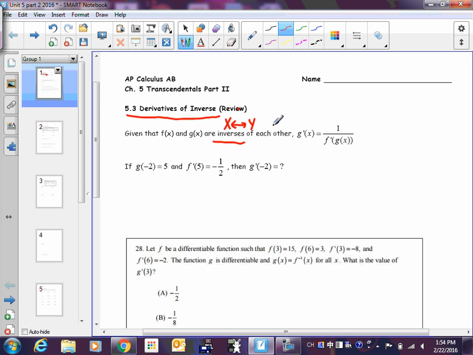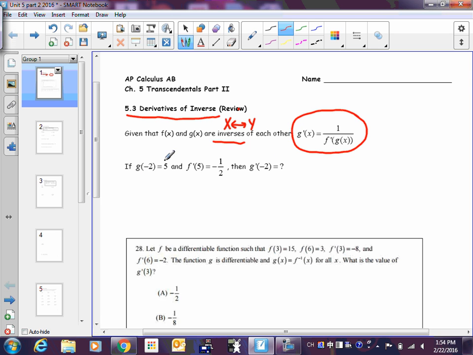Okay? So if you know that and you're trying to find the derivative of one of those things, you can figure it out using this formula. Today is not the day to worry about memorizing this formula. Today, we are going to use the formula. We're going to figure out when we need to use it and how to use it. Later on, we will worry about remembering it. That's not for today.